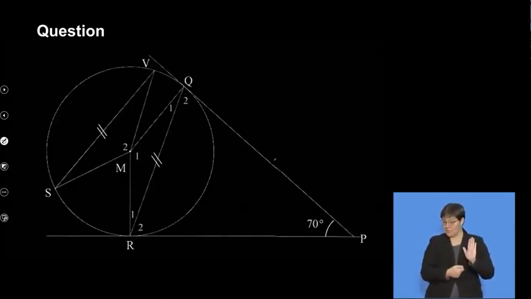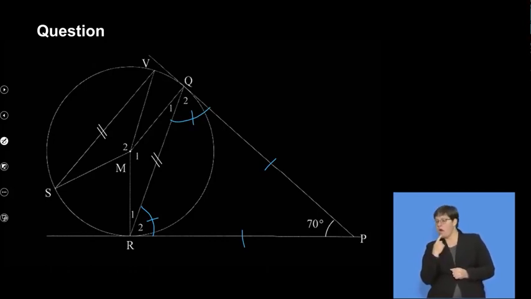Now, I just want to add a few things here, right? That PQ will be equal to PR because they are tangents from the same external point. Then that tells us that angle R2 is equal to angle Q2, because it is an isosceles triangle. But remember, you don't say such things, right? You say angles opposite equal sides.